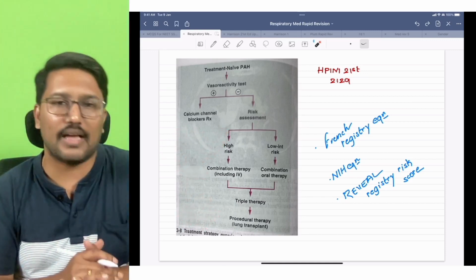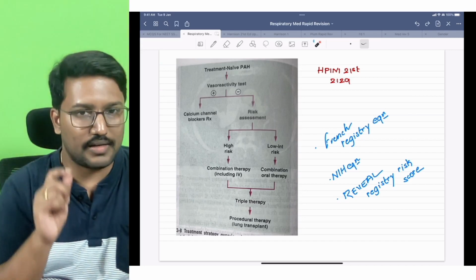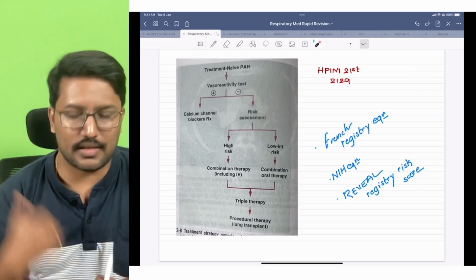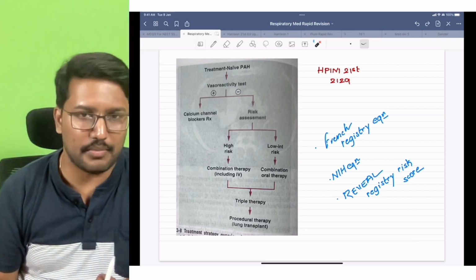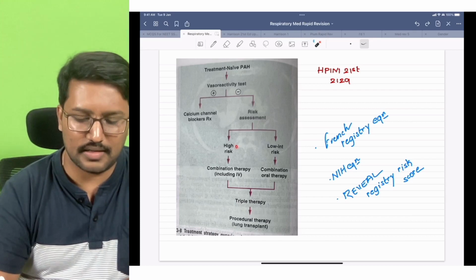Those will be considered as high risk patients: LOC, syncopes, or right heart failure. Already right heart failure is certain. There is raised JVP, there is pedal edema, there is tender hepatomegaly. Okay, those patients will be considered as high risk.